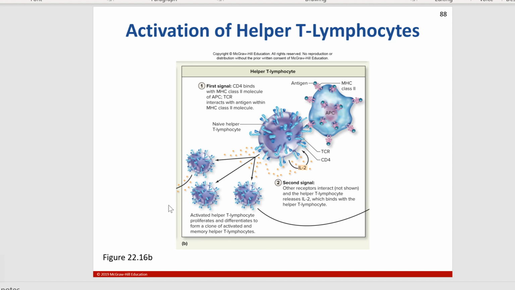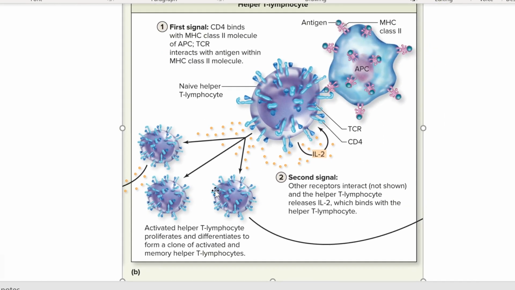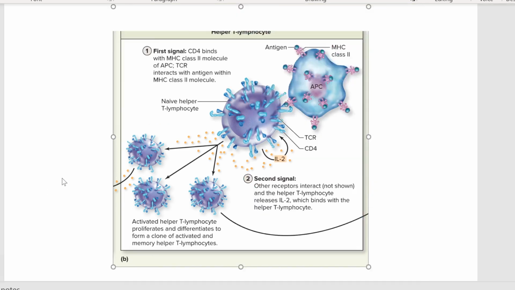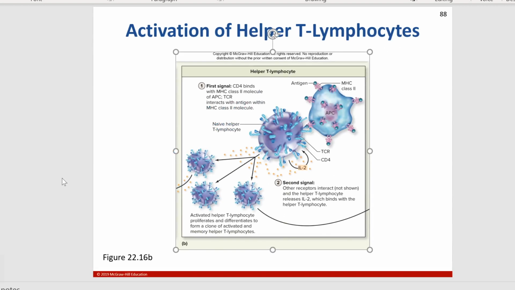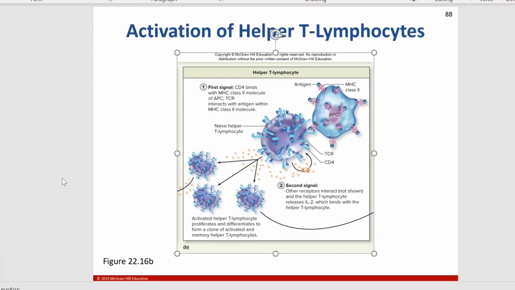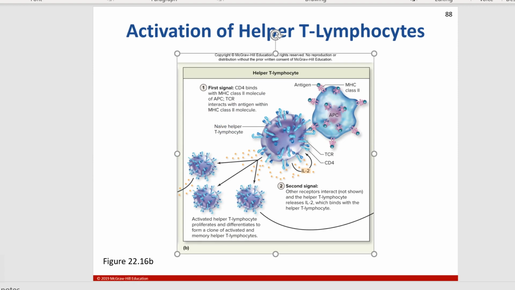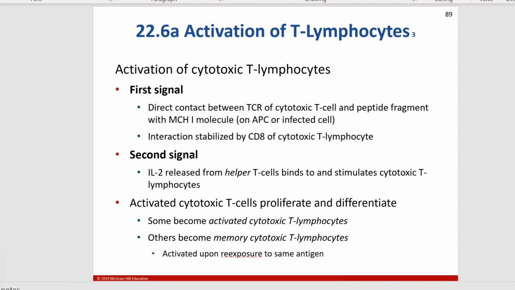So here's that in a graphical form. First signal, CD4 binds. So the antigen and the antigen presenting cell cause it to release IL-2, interleukin 2, and that induces itself. So it's inducing itself after it's gotten activated by binding to the MHC class 2 molecule. Not just the molecule itself, but it binds to an antigen that gets presented to it on that.